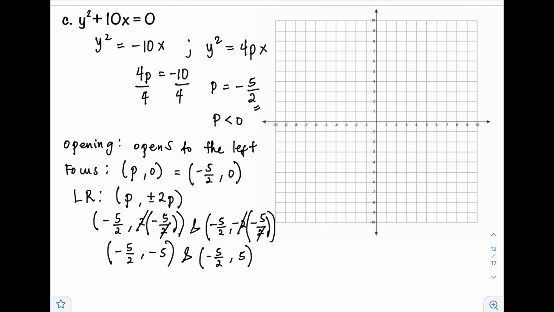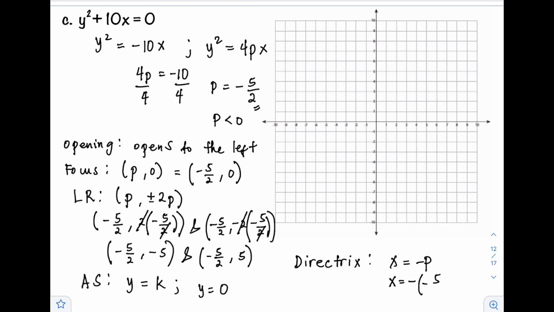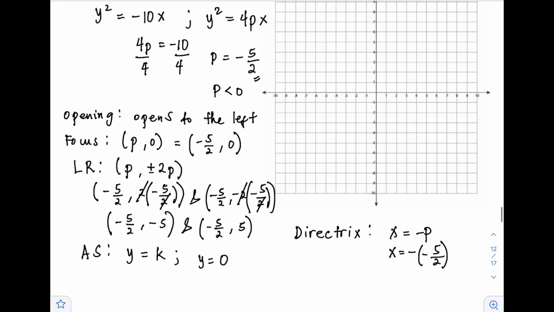Next is the axis of symmetry or the AS. So, si axis of symmetry natin is may equation na y equals k. So, that is y equals 0. Since, again, nasa origin yung ating vertex. Okay, so last one is yung ating directrix. So, si directrix naman is may equation na x equals negative p. So, that is x equals negative times negative 5 over 2. So, ang directrix natin this time is x equals 5 over 2.